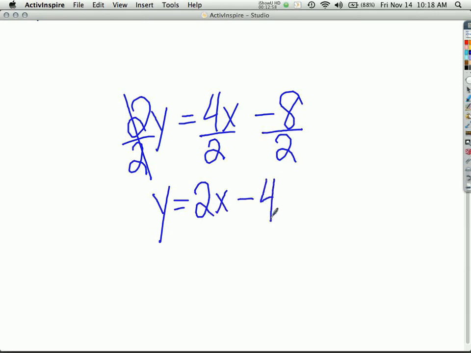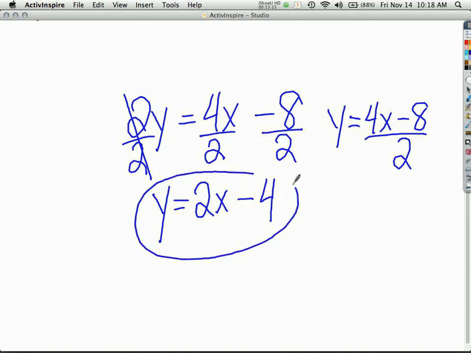That's simplest form. If you write it like this, that's not simplest form. They're equivalent, but this one is much better than this. This is what we want, not this. And you're going to learn today why that's so important. So we want to stop doing this, and this is what we must do.